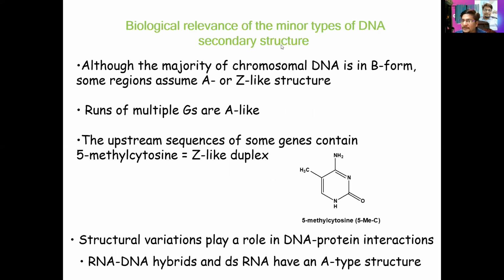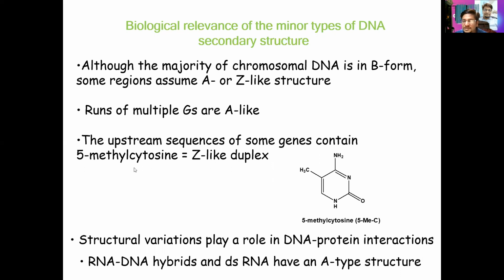Now, the biological relevance of the minor group types of the DNA in the secondary structure, I told you before, they're very, very important. Although the majority of the chromosomal DNA is in the B form, some regions may assume A or Z-like structure. Maybe they cannot be continuously in the B form structure, so they may assume A and Z conformation in between. When there are runs of many G's, it can be an A-like structure. If it is having alternating G and C, this is going to be the structure of the Z.